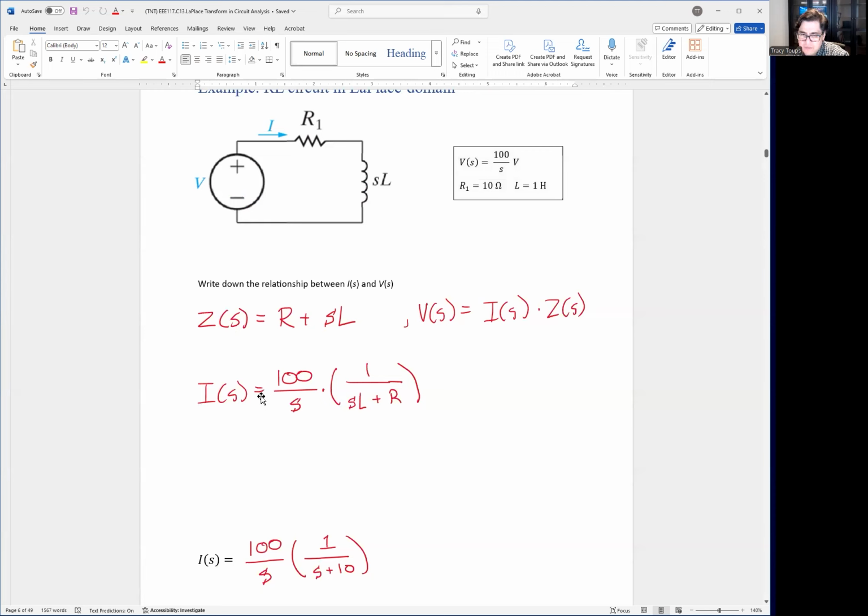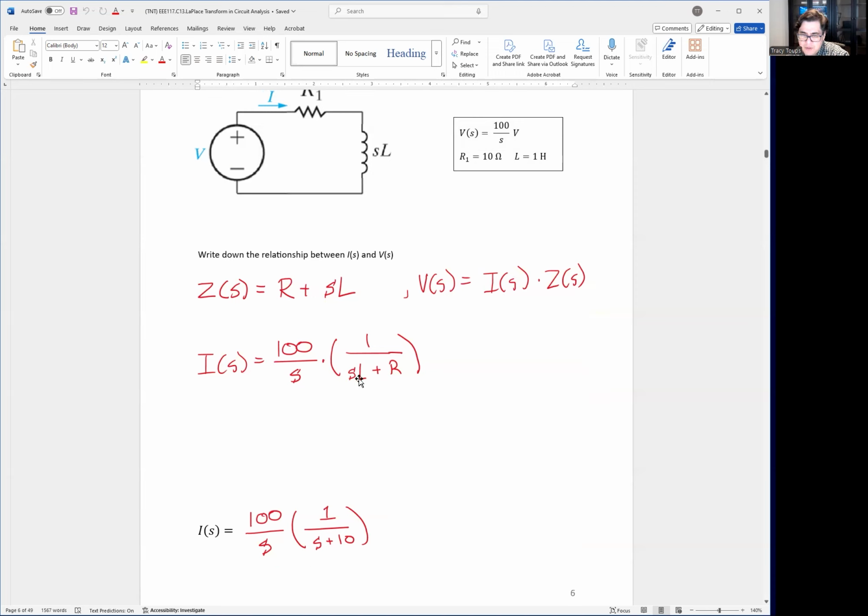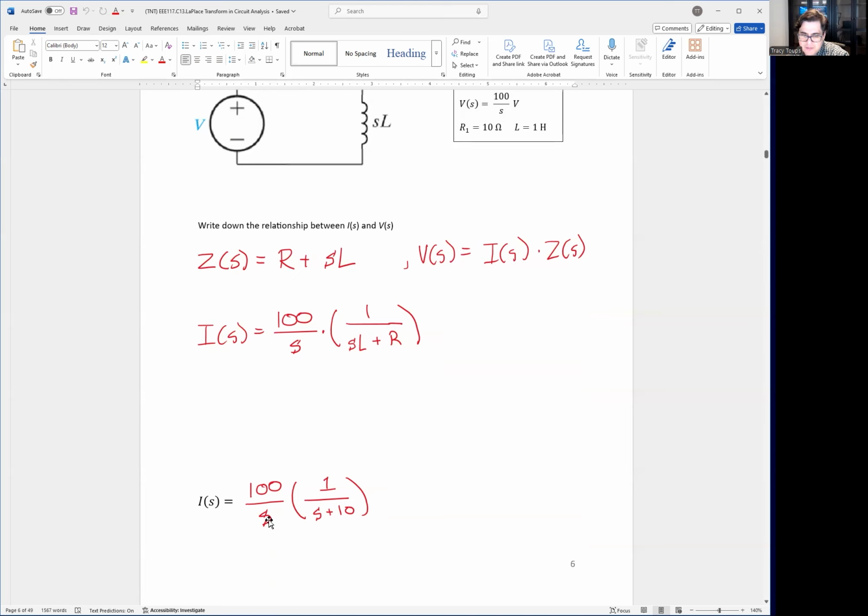So current I would be equal to voltage, 100 divided by S, so that's our main voltage, and we're going to divide by Z. So we're going to open bracket, multiply by 1 over SL plus R, where this is Z in the bottom right here. Okay, so this is V divided by Z is equal to I, which is Ohm's law. Now, we could make this simpler by plugging in L. L is 1, R is 10, and then we have over here I of S equals 100 divided by S, open parentheses, 1 divided by S plus 10. This is our function for the current.